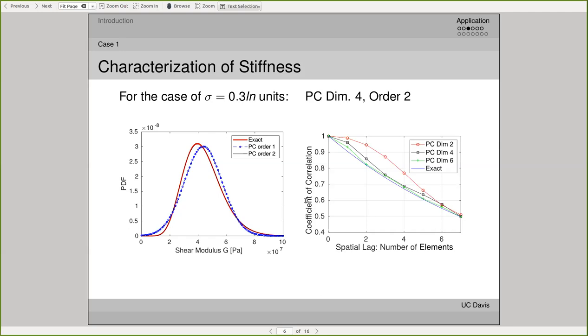Can I ask a question? If you use PC dimension 4 and order 2, do you remember how many extra terms you get for each of the degrees of freedom? In this case, it's just 16 terms for each DOF. So that means the system had eight nodes, 8 times 16, that's 128. So essentially you end up with a system of 128 by 128. So it's not quite large in this case.